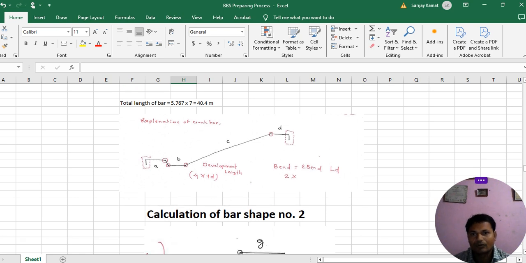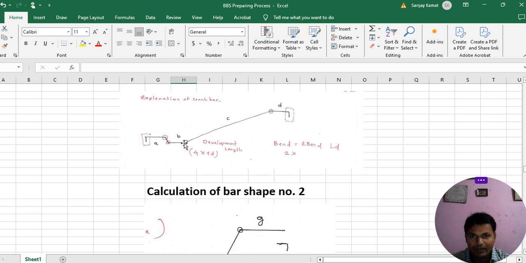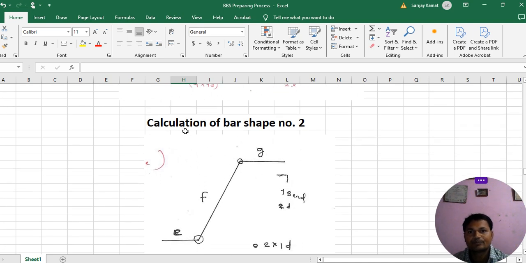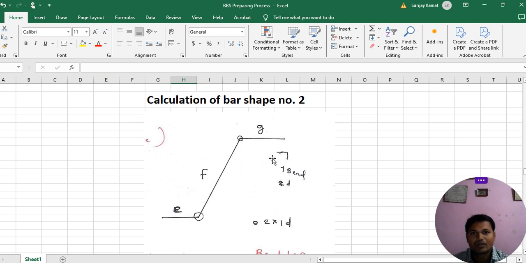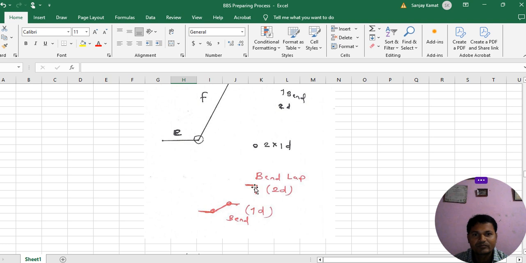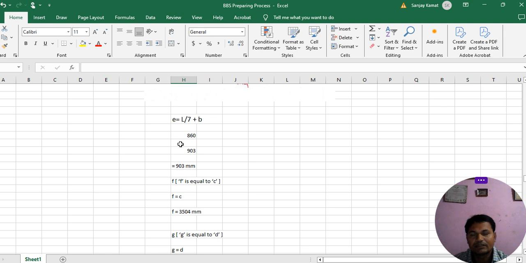Now, explanation of what? Crank bar. Crank bar means all this bended bar. Where we have bended, that part we are going to calculate. So now the calculation of the bar shape, bar shape number 2. You can see here this circle part is the bended bar. This is also 2D bended, horizontal and vertical, and here also we have bended. To calculate this, this is the eccentricity.